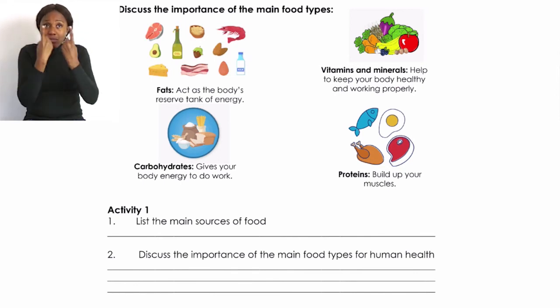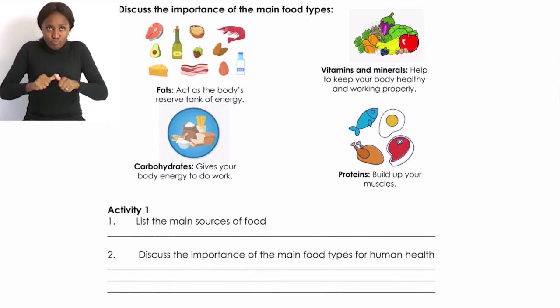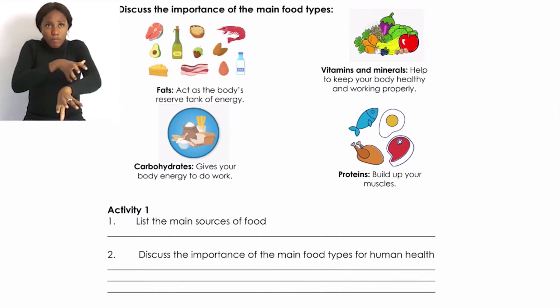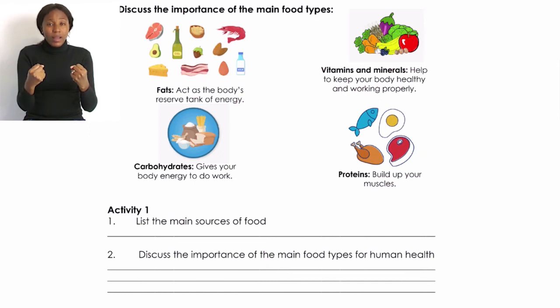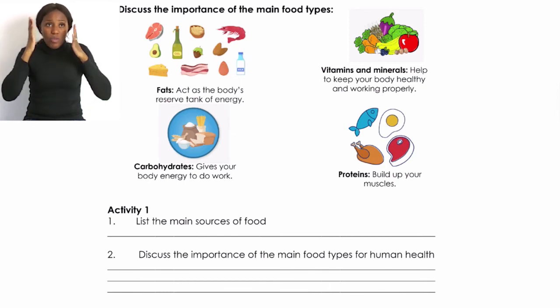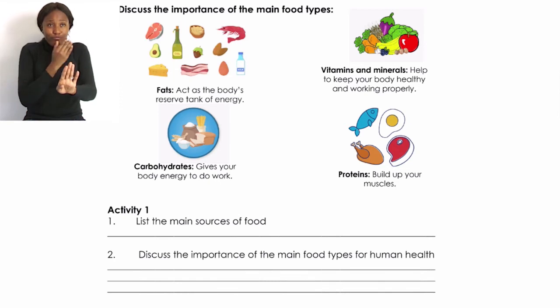Let's move on to the second last one, proteins. Proteins build up your muscles. They repair and replace muscles so that your body can keep on working. Let's say, for example, you have a sports injury. Then proteins will specifically help to repair your muscles. Another very interesting thing is that proteins make red blood cells that carry oxygen around your body. They also help to fight diseases and heal cuts and wounds.